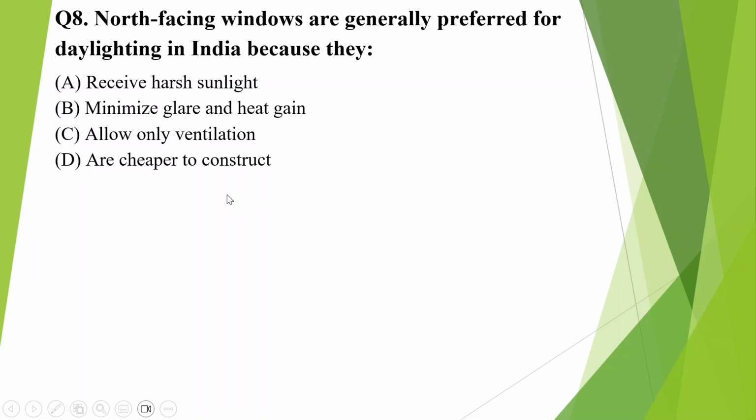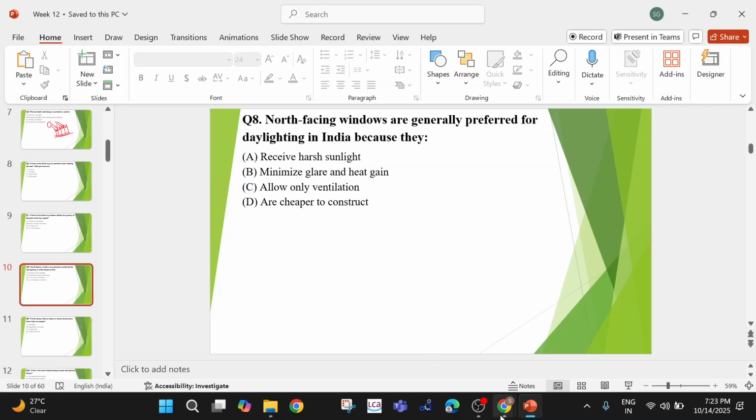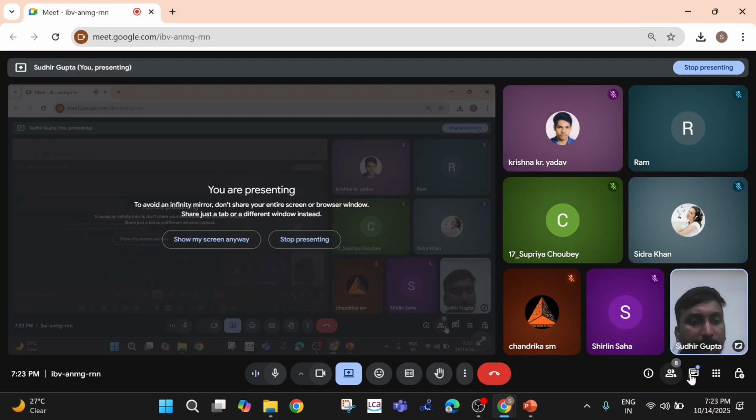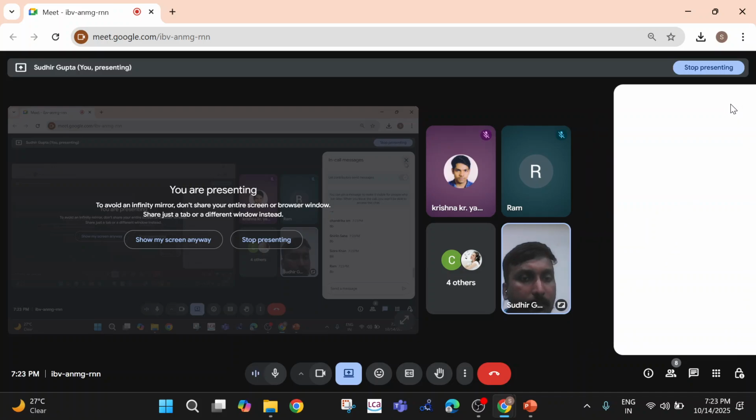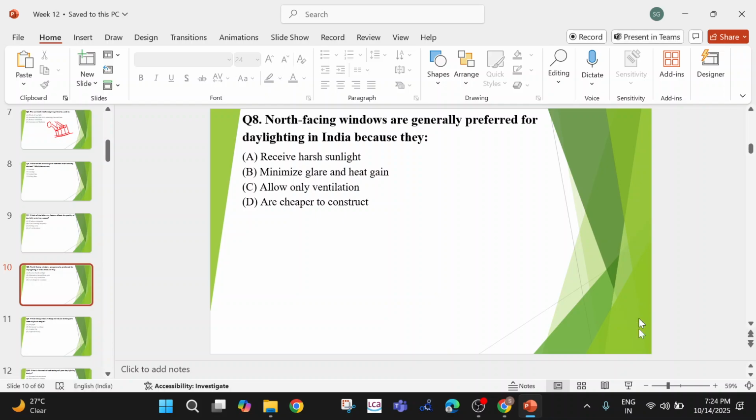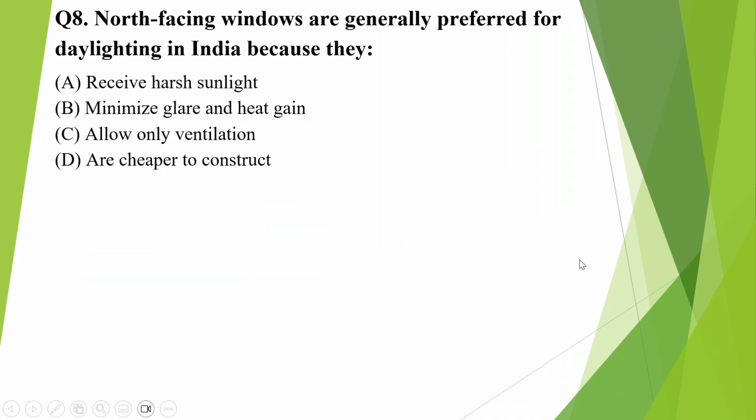Let me see. I think I have given enough time to all of you for solving this question. This time also Chandrika beats everyone, and Celine and everyone have answered, and they have voted for option B. All of you are correct. Option B is the correct answer for this particular question. Question number 9.